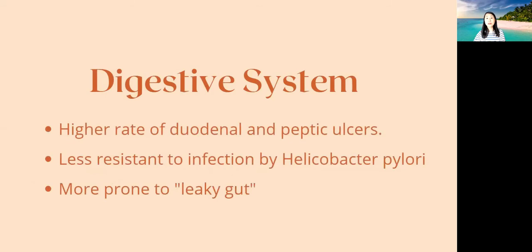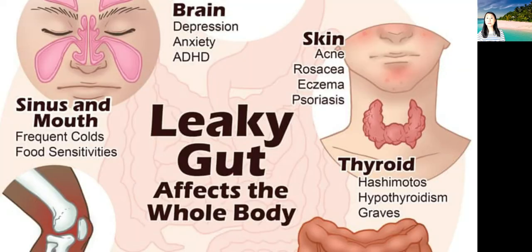Non-secretors also tend to have more digestive problems. Several studies have indicated that non-secretors have a significantly higher rate of duodenal and peptic ulcers. Non-secretors are also less resistant to infection by the H. pylori, which is a microbe associated with ulcers. It appears that this organism can colonize more readily and generate more inflammation in individuals incapable of secreting their blood type into the digestive tract. Non-secretors are also more prone to leaky gut syndrome.